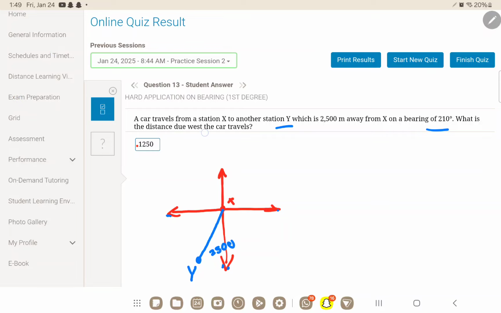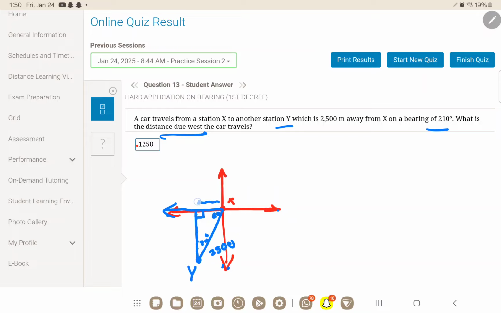Now they want, what is the distance due west? Due west means on the west axis, this one. That's the car travels. So what you need to do is draw a perpendicular line from Y to west. So this would be a 90-degree angle. Since this is 90, and we know that the distance between 210 and 270 is 60 degrees, making this side 60 degrees, leaving this one to be 30. So this is a semi-equilateral triangle. We can use the rules of a semi-equilateral triangle to solve this.